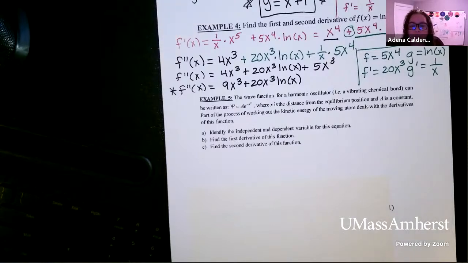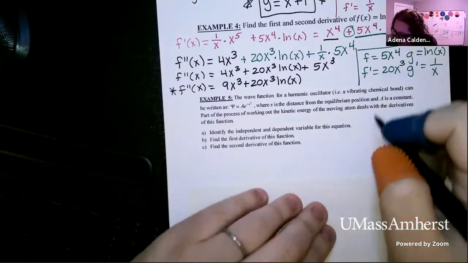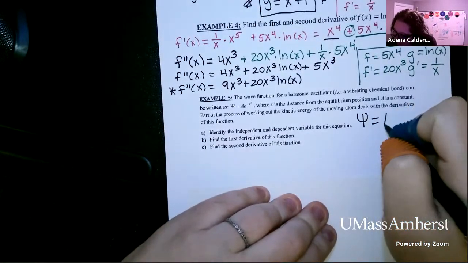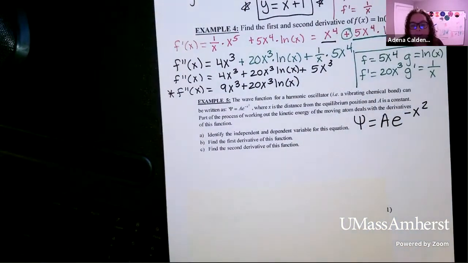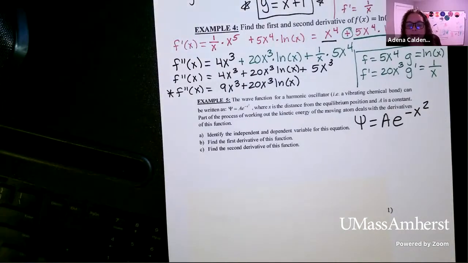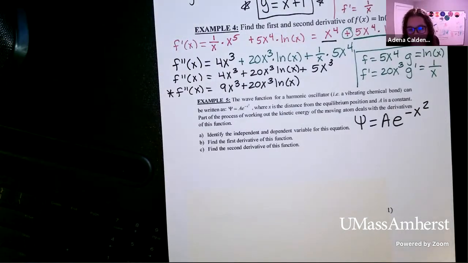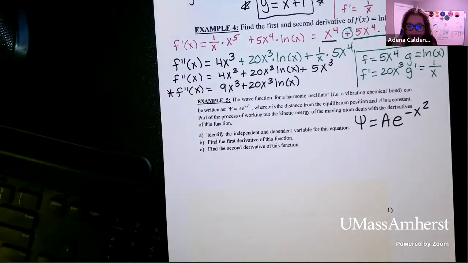So here's the situation. The wave function for our harmonic oscillator, which is like a vibrating chemical bond or vibrating other types of atoms, can be written as psi equals a times e to the negative x squared. That's our function that we're looking at here. And it says where x is the distance from the equilibrium position. So if you have an atom that's vibrating, it has a starting position, and we're talking about how far away it is from that starting position.